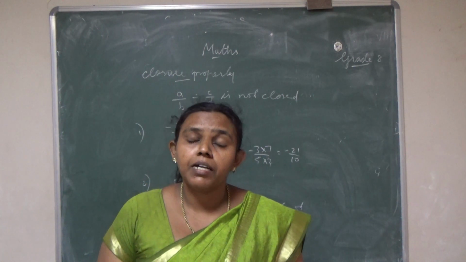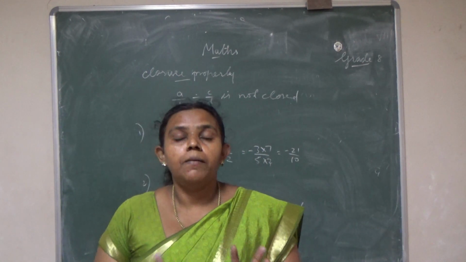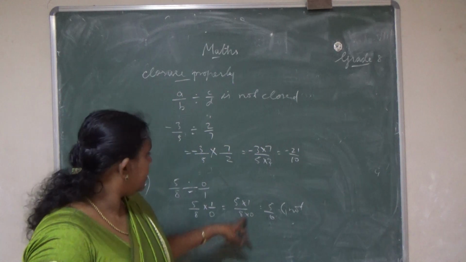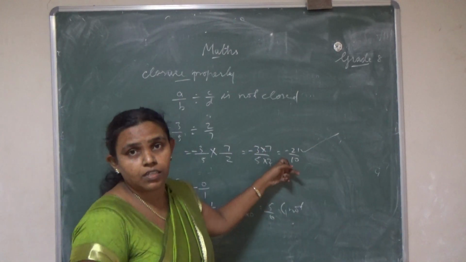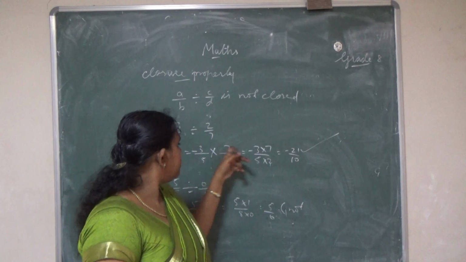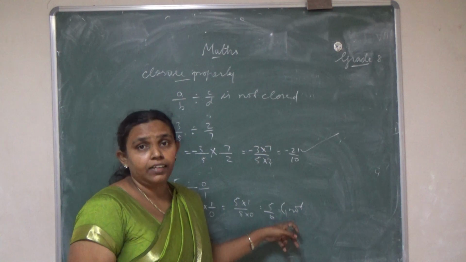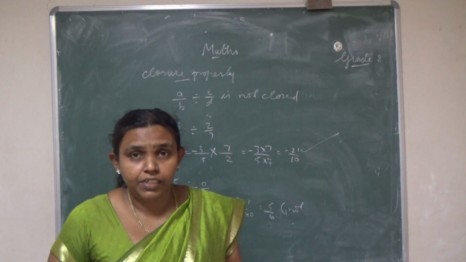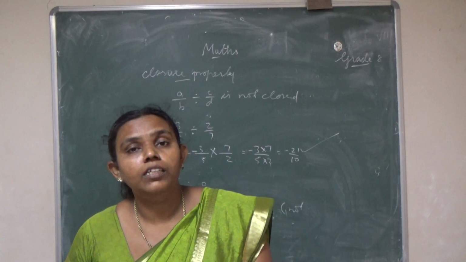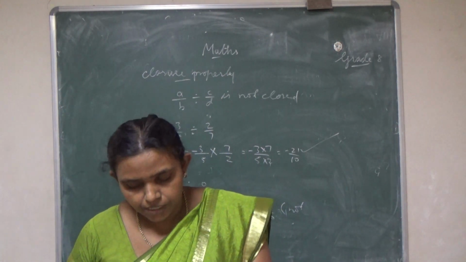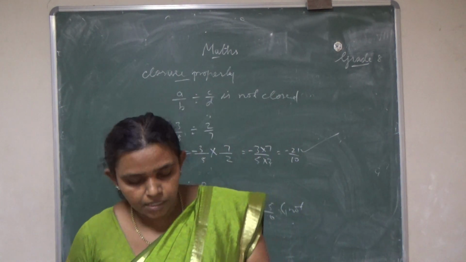What is closed? A by B divided by C by D must be a rational number, that is closure property. But here we are not getting it, here we got it. Here we can say it is closed: A by B divided by C by D is a rational number. And here we cannot say it, so finally the conclusion is that rational numbers are not closed under division for all rational numbers.